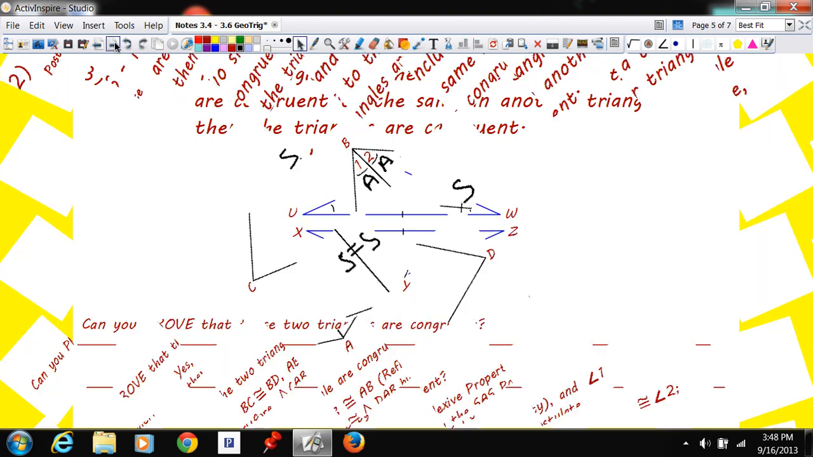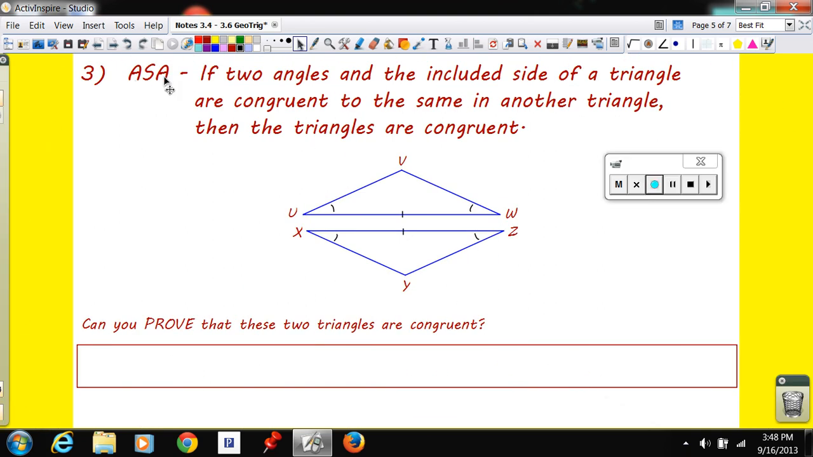The third way is the ASA postulate. If you've got two angles and the included side of a triangle congruent to the same in another triangle, then the triangles are congruent. So remember, this time the side's got to be in between the two angles. Here I've got a picture of two triangles. I've got an angle here that's congruent to this angle down here. I've got this angle over here congruent to this angle. Now notice they all have one tick mark.